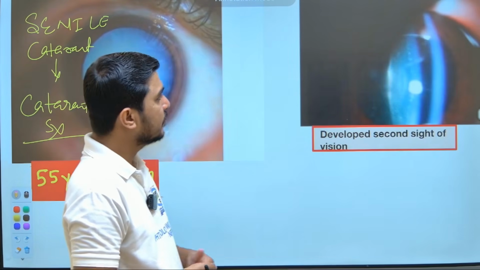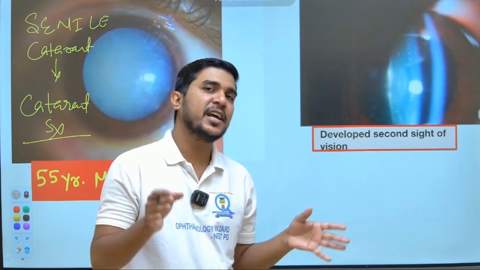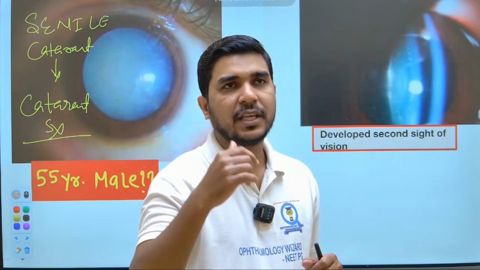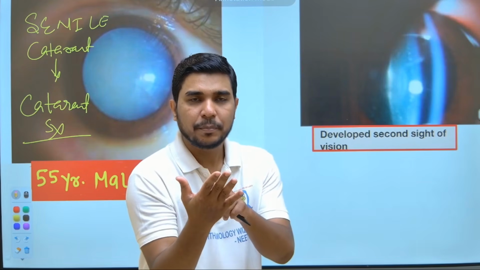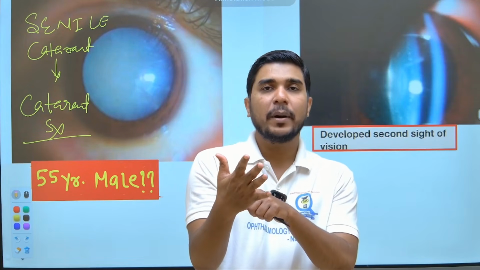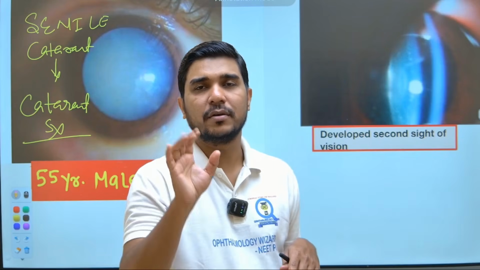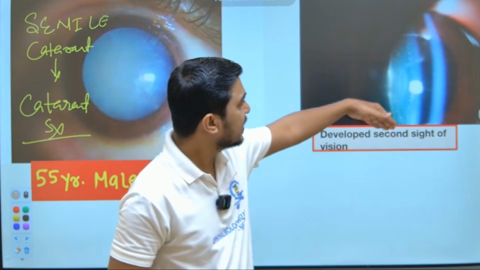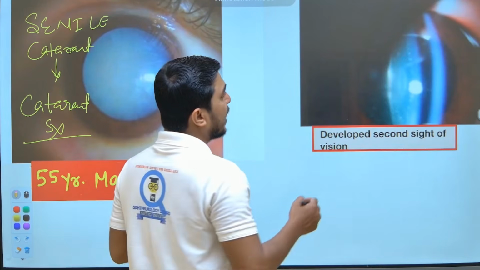Here, the patient is developing second sight of vision. First of all, we need to find out what second sight of vision is. Suppose a presbyopic patient, after 50-60 years, suddenly starts seeing the newspaper without glasses. Suddenly starts seeing the paper or mobile phone without glasses. He must be very happy for some time, but this is not good. It is because of the development of an immature senile cataract. You can see this is the cataractous lens. Immature senile cataract develops. Then what happened?